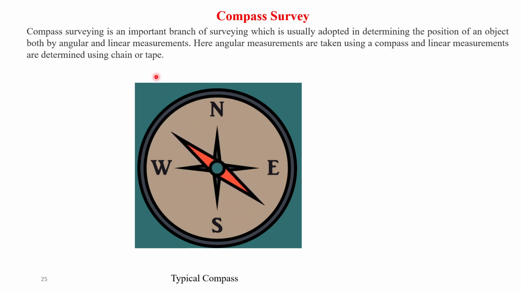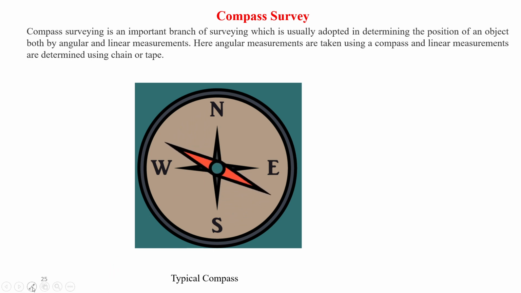Compass surveying is an important branch of surveying which is adopted for determining the position of an object by both angular and linear measurement. Here, angular measurements are taken using the compass and linear measurements are determined by using the chain or tape. So actually we are doing compass survey for measuring the direction.